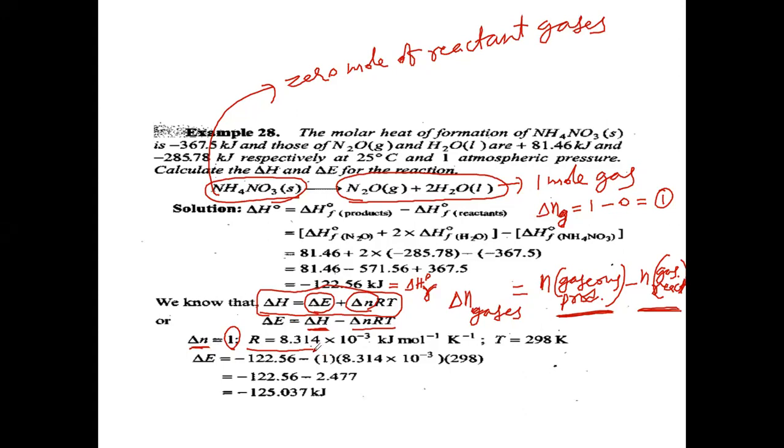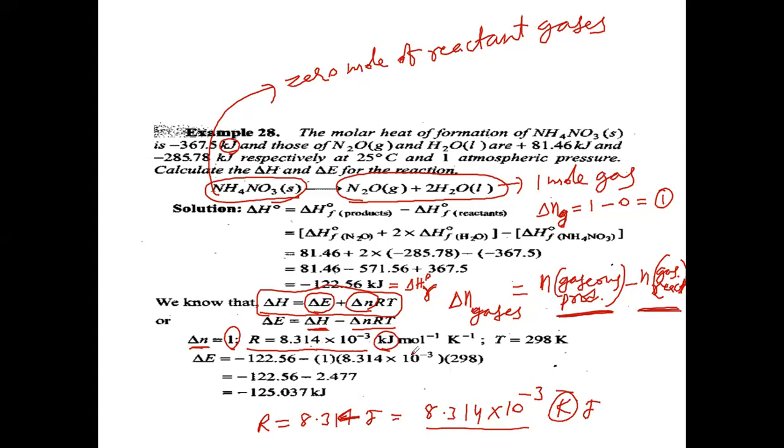And R value how much? 8.314 joules. But here we have taken kilojoules. Why? All the enthalpies of formation are given in kilojoules. So the R value also should be in kilojoules. So R is equal to what generally? 8.314 joules, that is equal to 8.314 into 10 power minus 3 kilojoules. Is that clear now? So this kilojoule value we have to use for R.